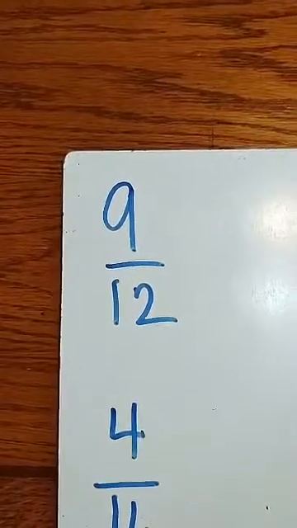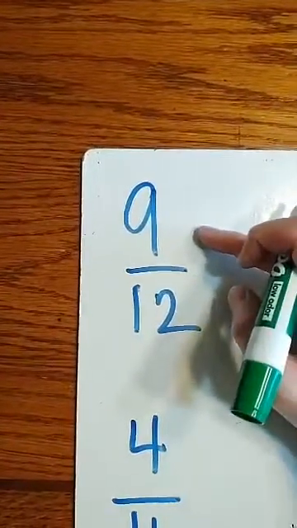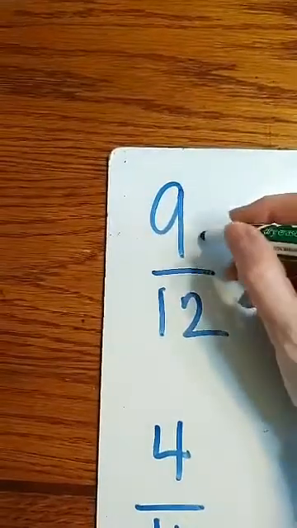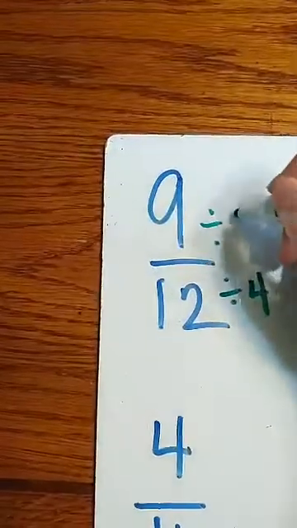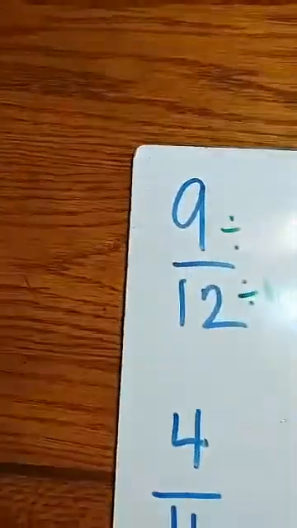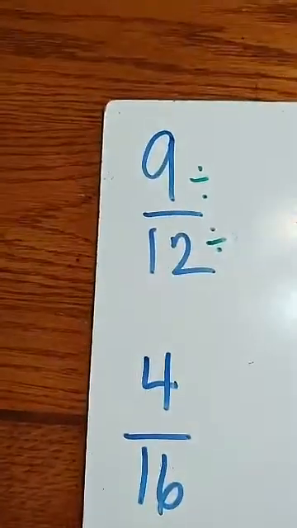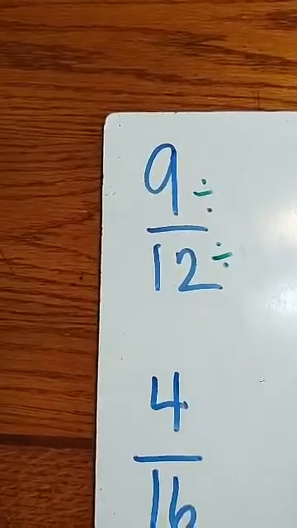to do that. The key is whatever we do to the bottom, we have to do to the top. So we have to divide by the same number. I can't divide this by 4 and this by 3. Okay? They need to be the same. Okay, so what is the biggest number I can divide both 9 and 12 by?